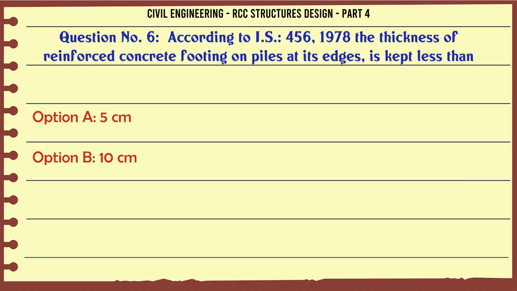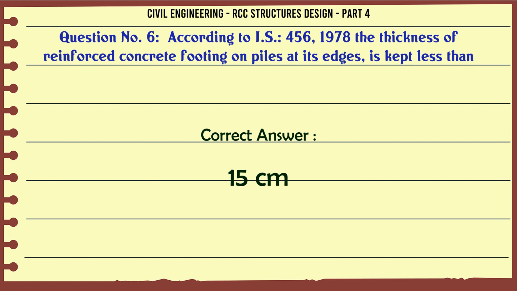According to IS 456-1978, the thickness of reinforced concrete footing on piles at its edges is kept less than: A. 5 cm, B. 10 cm, C. 15 cm, D. 20 cm. The correct answer is 15 cm.